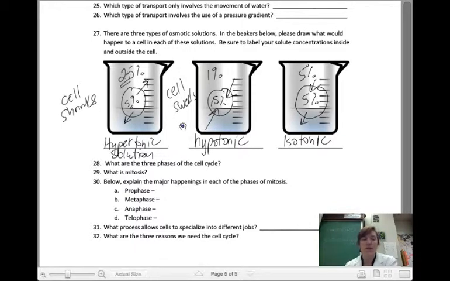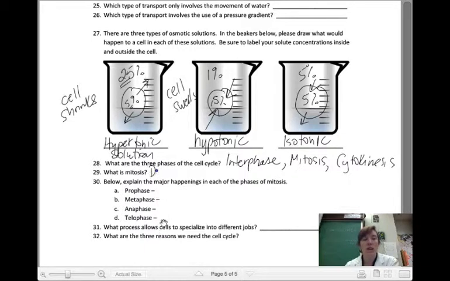All right, moving into cells. So we have 3 phases of the cell cycle. We have interphase, where a cell's doing its everyday job. We have mitosis, where the nucleus gets divided, and we have cytokinesis, where the actual cell gets divided.